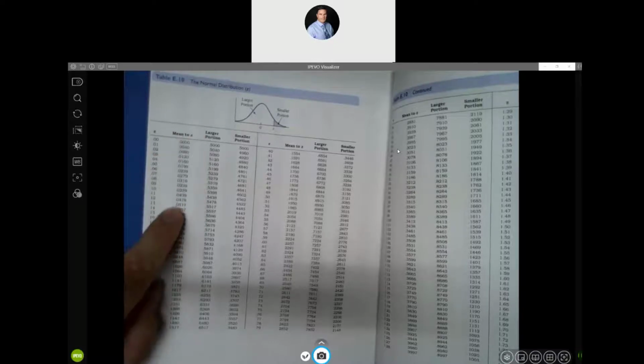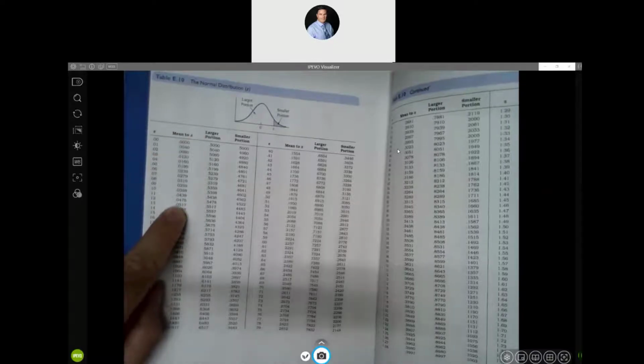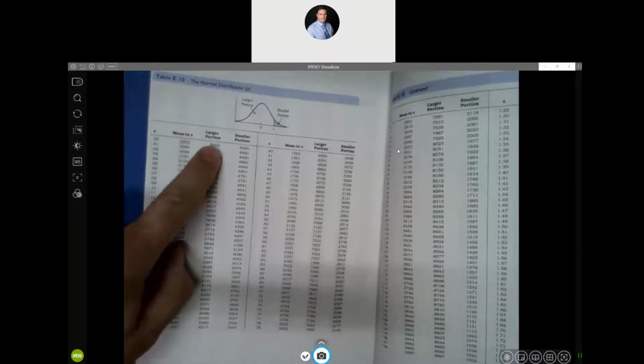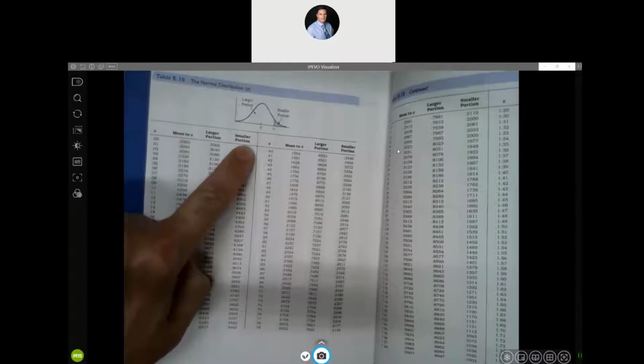All you would need to do is go look up a z-score of 0.13 and look at what the mean to z is. And you see it's 0.0517. Do you guys see that? So here's mean to z, here's the larger portion, and here's the smaller portion. But once you know one portion, you can easily find the other two portions.